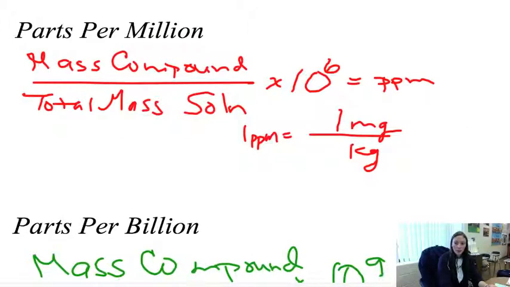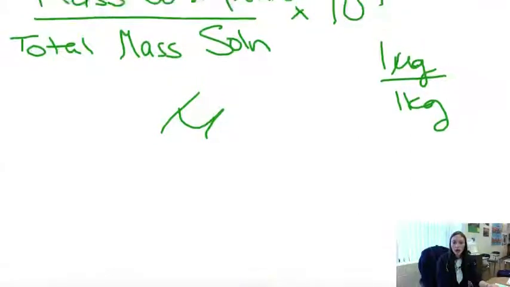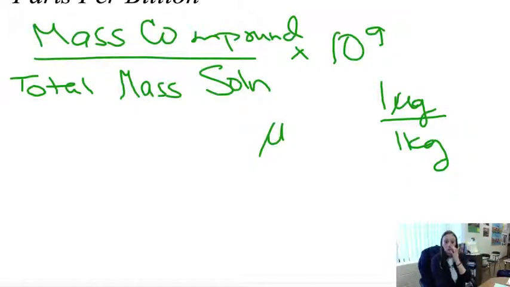Then if you've got parts per billion, same thing, but now in the billions. I take the mass of my compound, divide by the total mass of my solution, times 10 to the 9th, and here you are looking at so many micrograms per kilogram. Micro is that U-looking thing with a tail. It usually looks a little more like that. So 1 microgram in a kilogram is a part per billion. Those are all dealing with percentages, or so many per an amount.